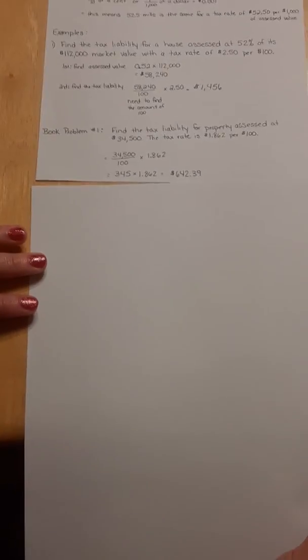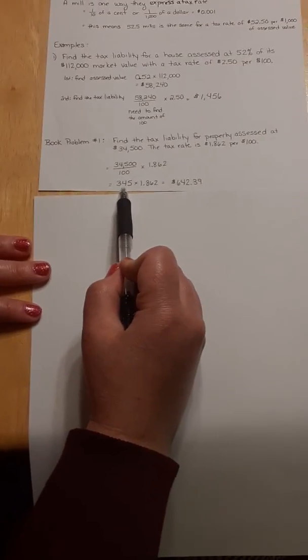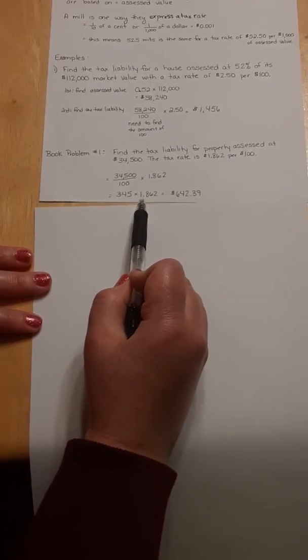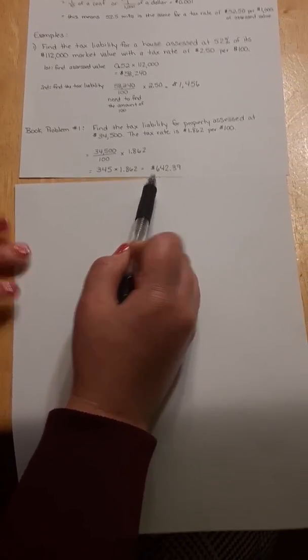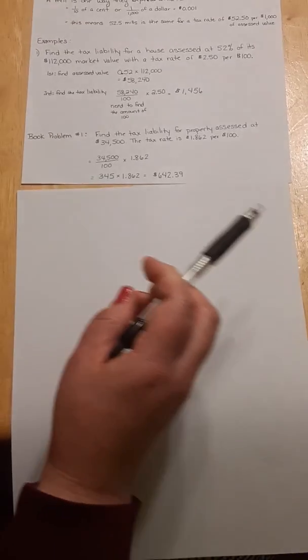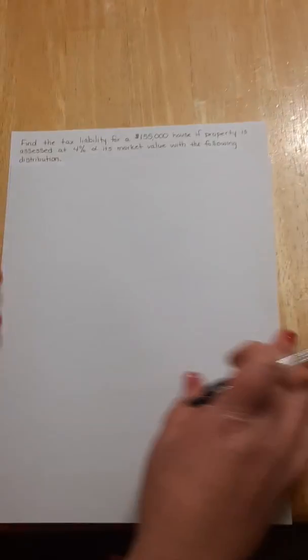When I do that, I see that I have 345 for my groupings, and then I multiply it. I end up with $642.39 is my tax. Okay, let's go to another example here. Another example that we have in our book is another real life situation.